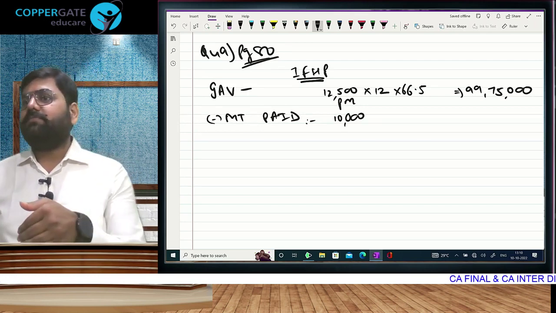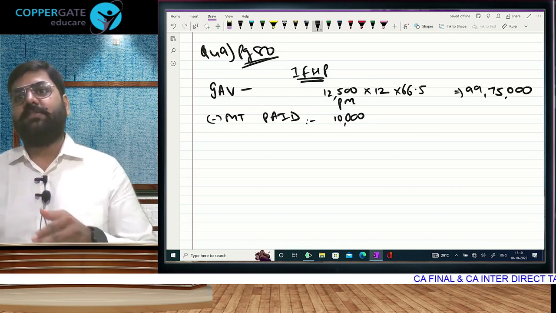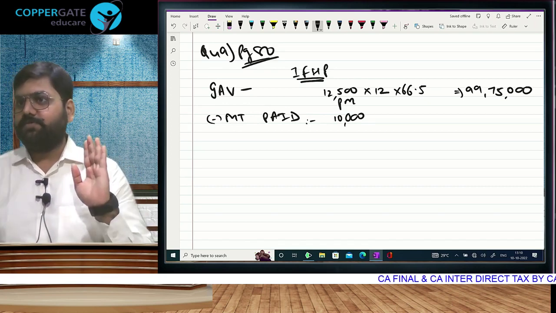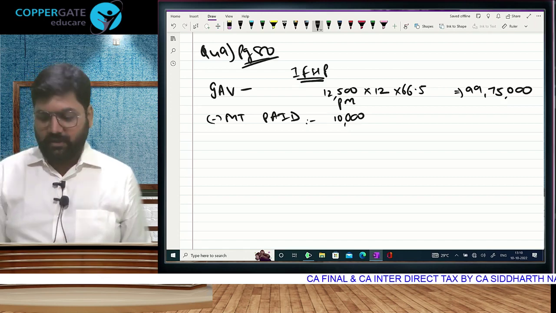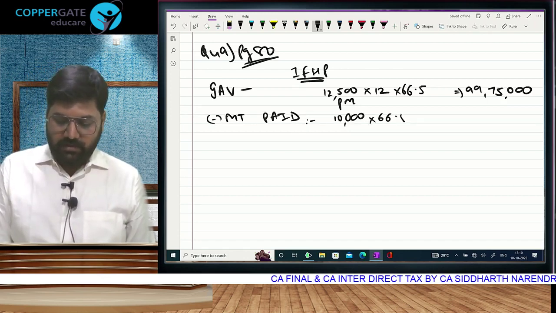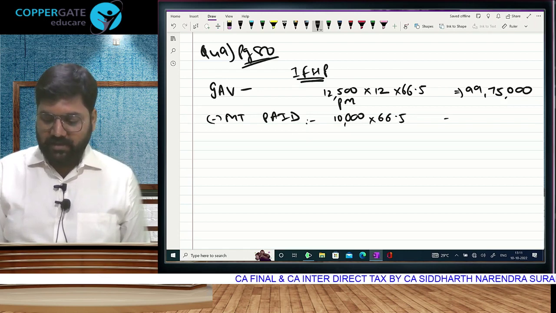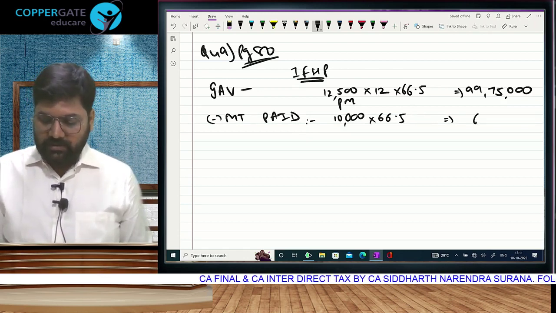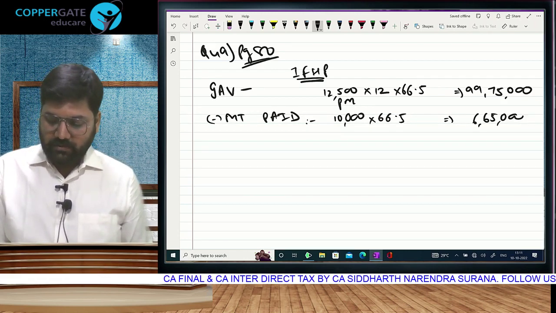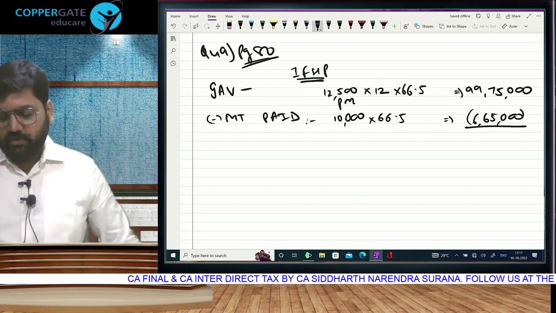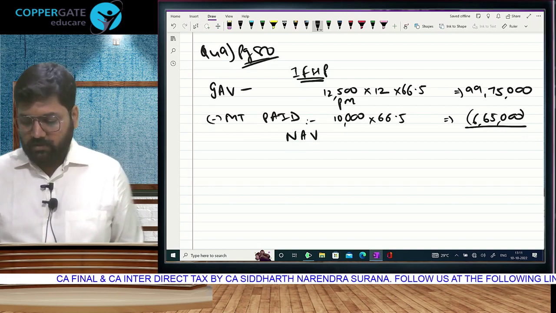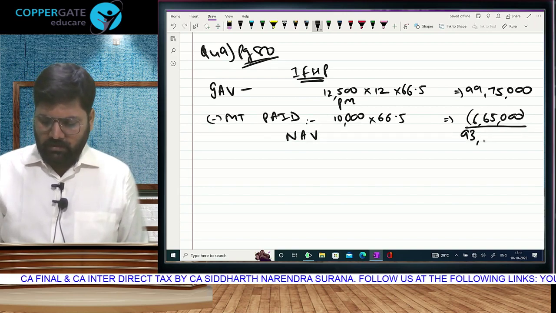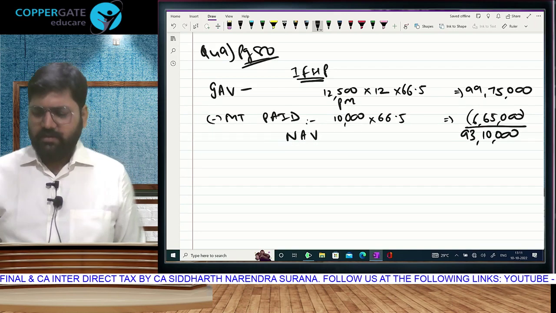Don't say such crazy things. Against that 12,500 per month, you are not paying 10,000 of municipal tax every month. They have not given that as per month. In fact, that is a total one-time payment. 10,000 into 66.5. That makes it 6,65,000. Accha. So what do you get? NAV. And what is the amount? 93 lakh.